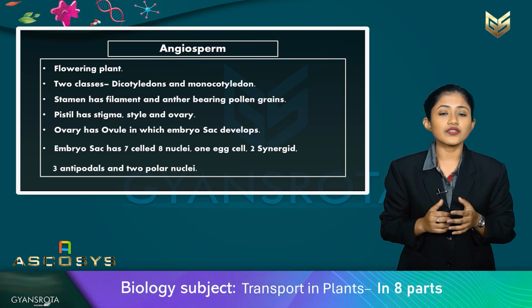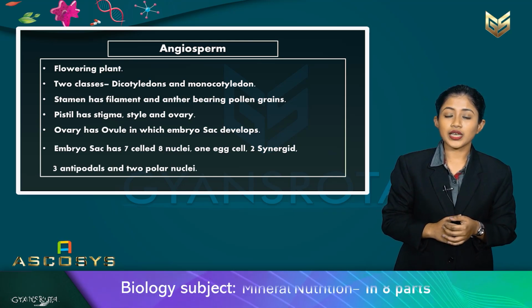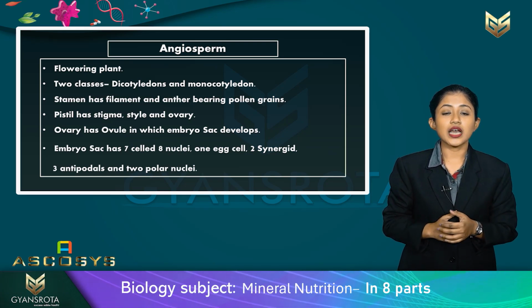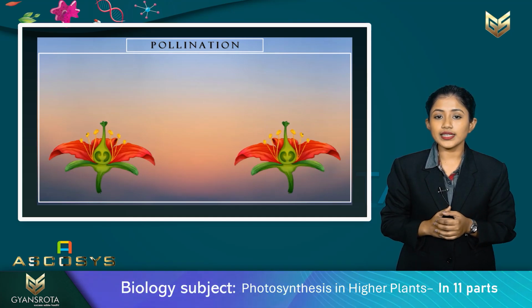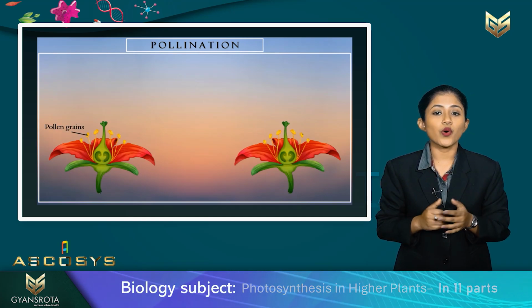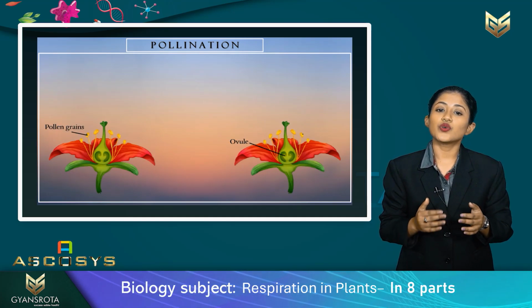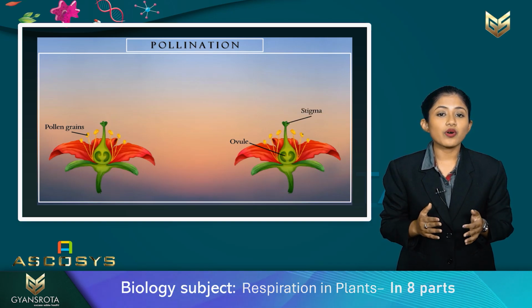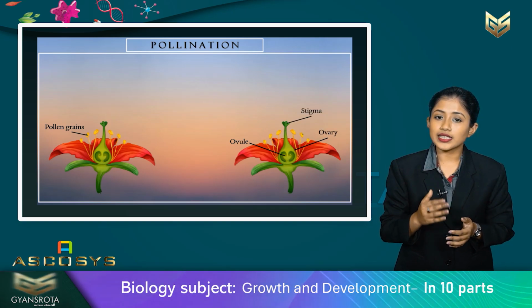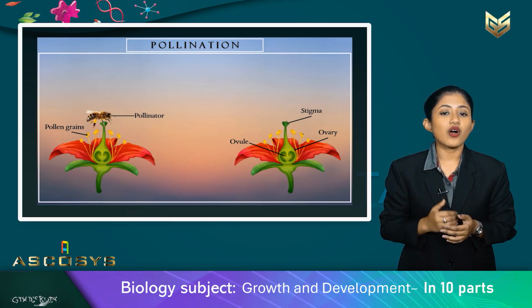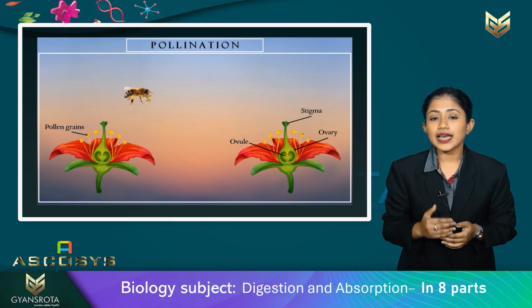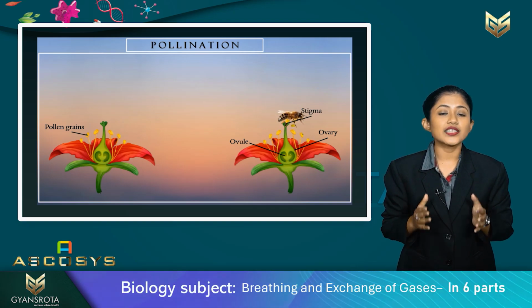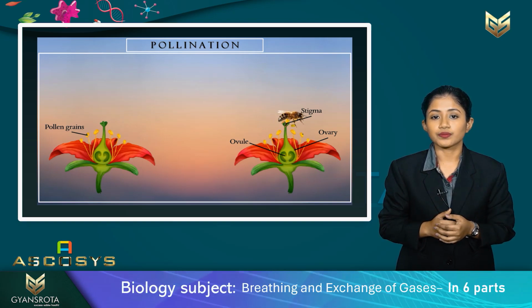Now, how does fertilization take place? Fertilization takes place through pollination. Pollination is the transfer of pollen grains from one plant to another plant. These pollen grains are accepted by the stigma and form a pollen tube. With this pollen tube, they carry the male gametes, and it gets fertilized to form a zygote.